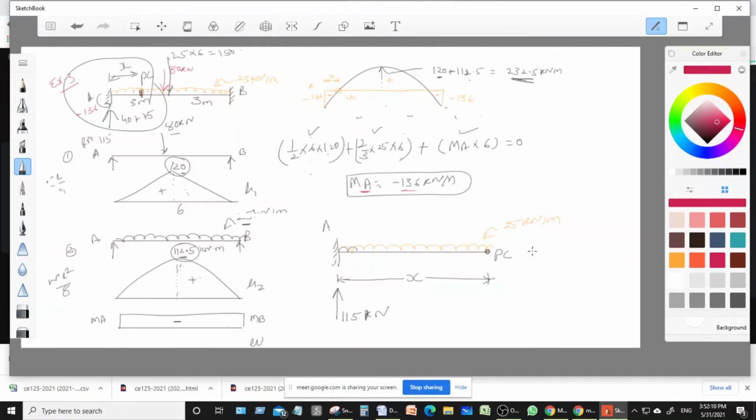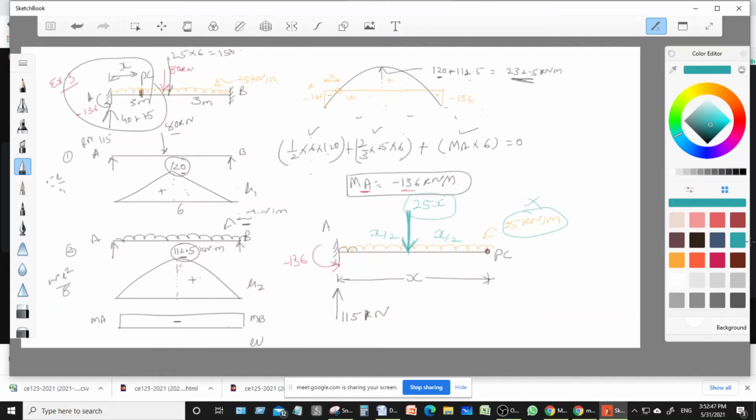At the same time, it is subjected to this moment that is already found out using the M/EI diagram, that is minus 136. So when we take the moment at PC, we require to convert this UDL load into the point load. So we are going to convert the UDL load into the point load. That point load will be 25x, and it will act at x by 2. Now we forget this load, we just consider this load.